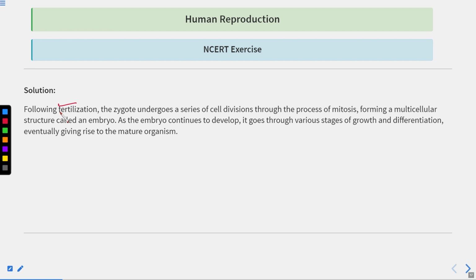Now what happens after the fertilization? The zygote undergoes a series of cell divisions through the process of mitosis. It undergoes successive mitotic divisions, forming a multicellular structure known as the embryo. Clear? Embryo development we have already discussed. Zygote divides and redivides and forms 2-celled, 4-celled, 8-celled and 16-celled blastomeres. The structure containing 8 to 16 blastomeres is known as morula.